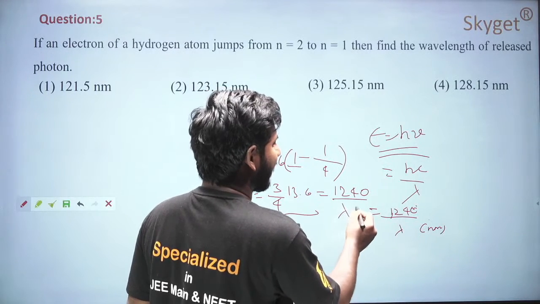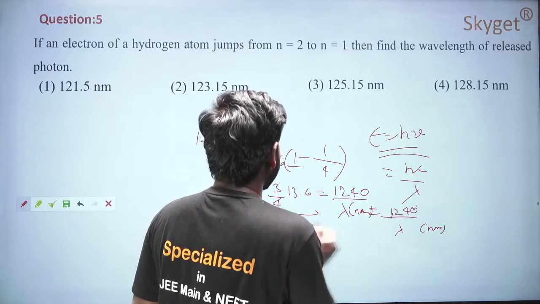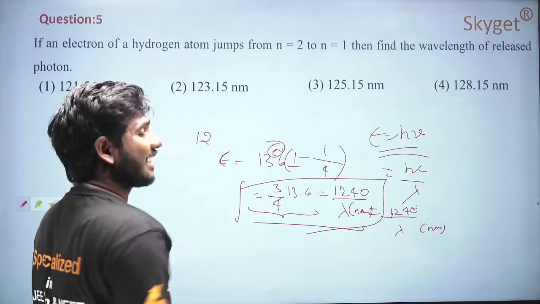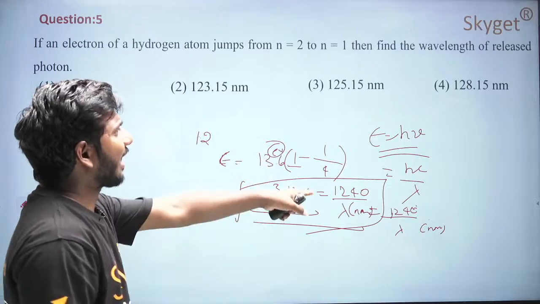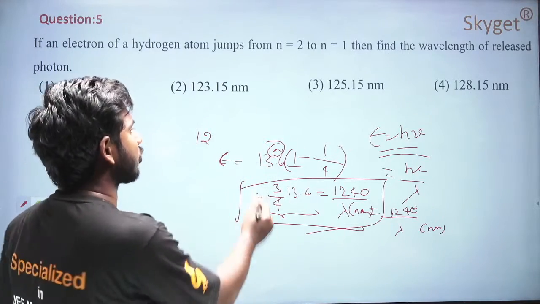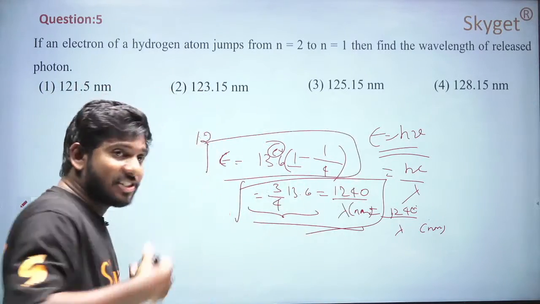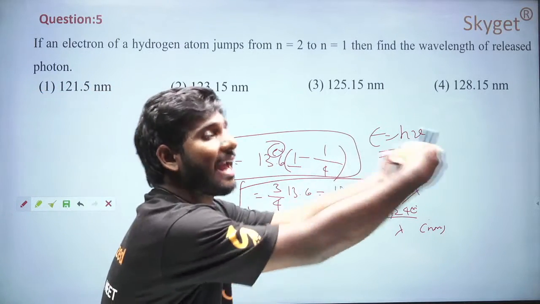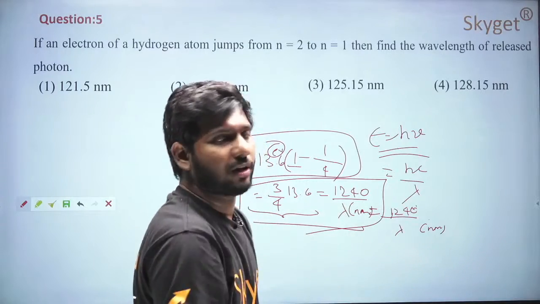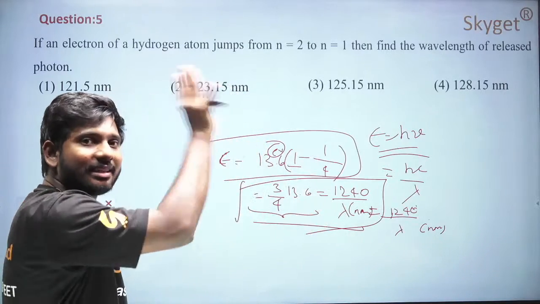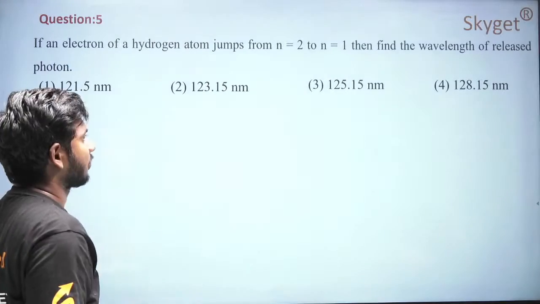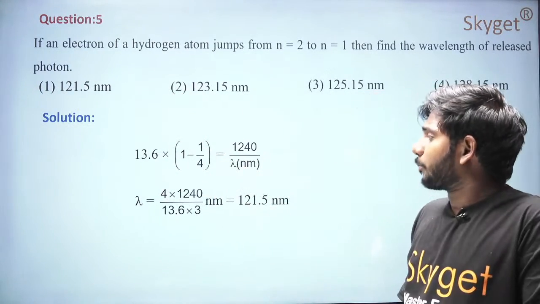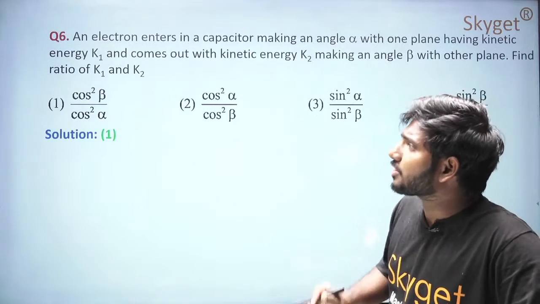So if you equate them, 1240 by lambda in nanometers, and if you substitute, this also is in electron volts, 13.6, then you will be able to get the value of lambda just by substitution, equating the energy loss of the electron to the gain of energy of the photon. So if you are able to equate, then you get the answer here, students. So the answer here, according to the question, is 1 to 1.5 nanometers.